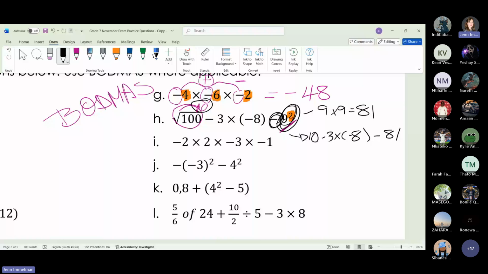Now, looking again at BODMAS, I now have multiplication. I'm looking at this: a negative and a negative will have a positive. 3 times 8 is 24. So then I write what I have left: 10 plus 24 minus 81. 10 plus 24 is 34, minus 81 is going to be negative 47.